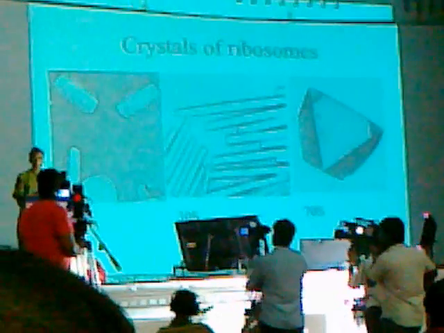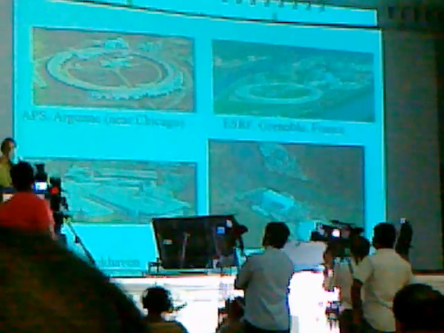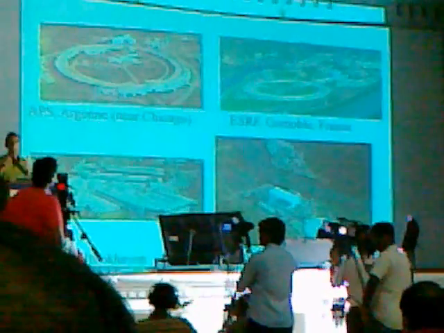distribute in order to eventually get a structure. Now, one of the things we needed were these very, very powerful sources of X-rays, because ribosomes are very large molecules in molecular terms. And so the crystals of ribosomes don't diffract very well. That is, the spots are not very intense. And so you need an extremely intense source of X-rays.